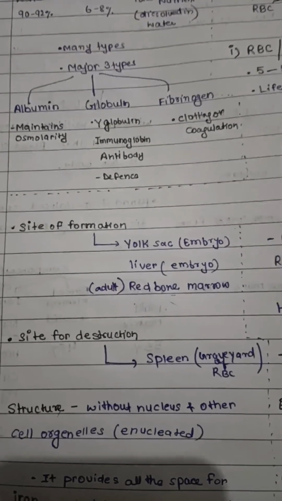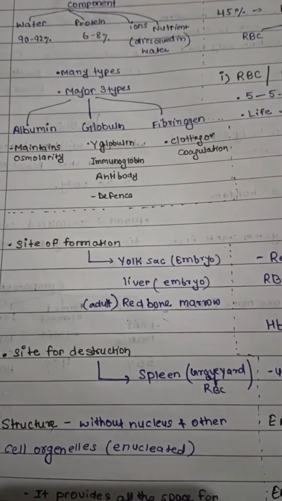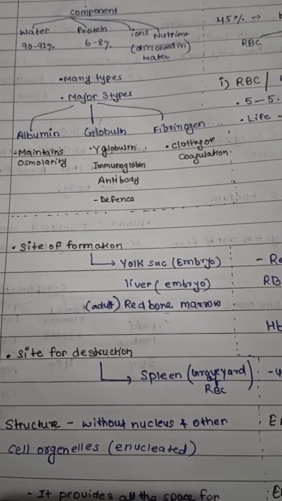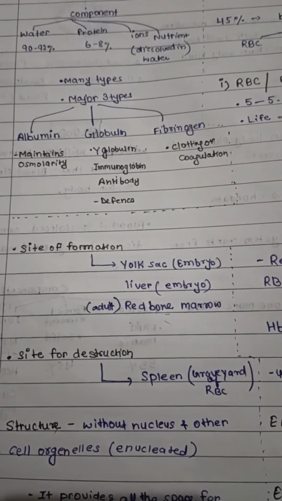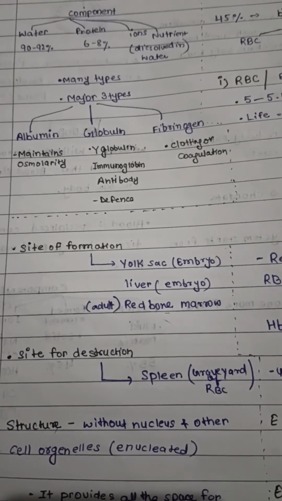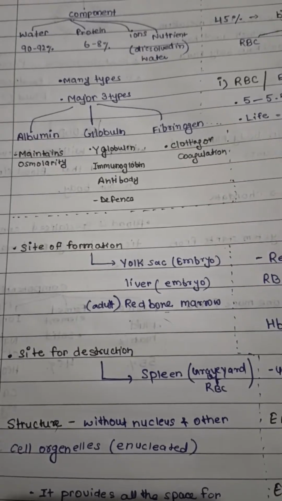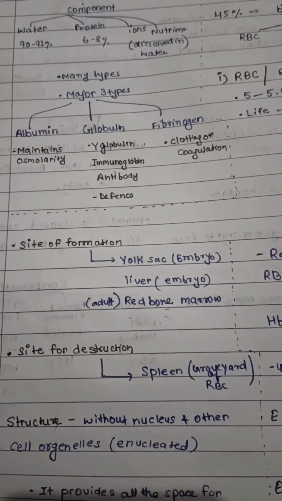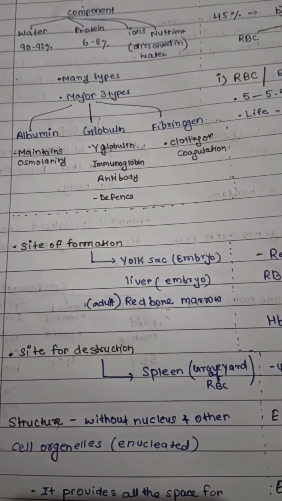The site of formation is the yolk sac and liver in the embryonic stage. In the adult stage, it is formed in red bone marrow. The site for destruction of RBC is the spleen, also known as the graveyard of RBC. The structure is without nucleus and other cell organelles, that is, enucleated.